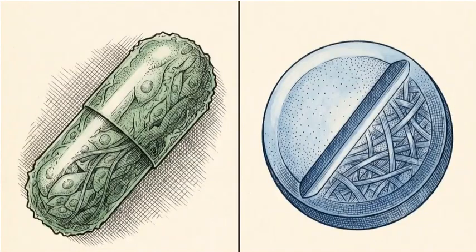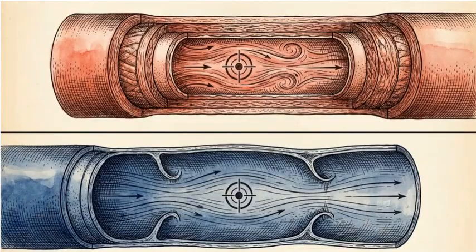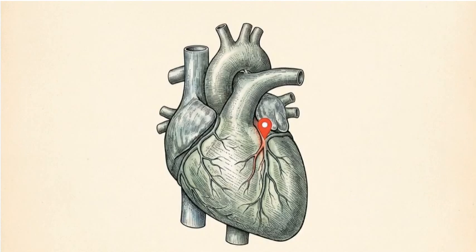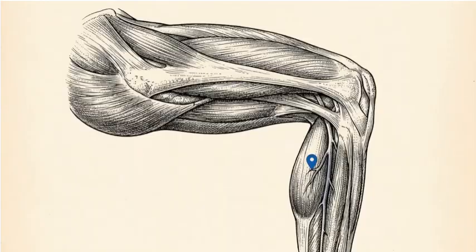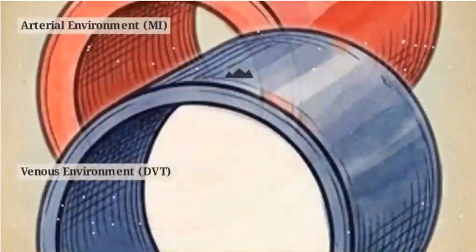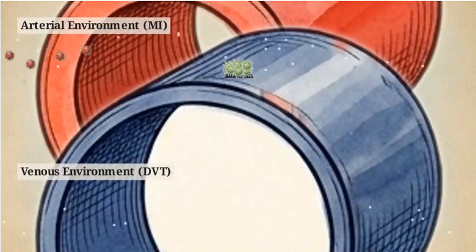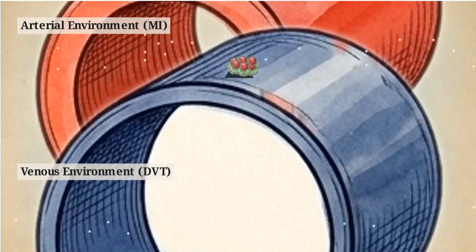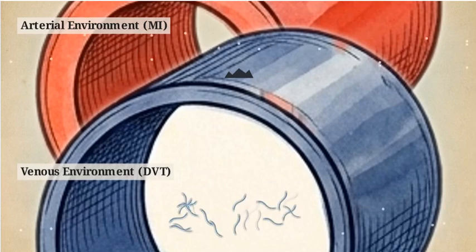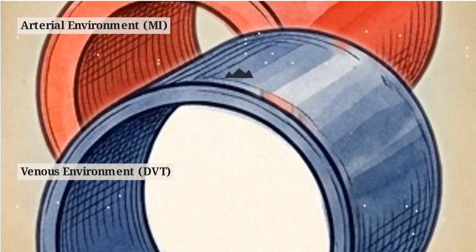Success in treatment requires the molecular mechanism of the drug to map precisely to the anatomical flow dynamics of the clot's location. This distinction is why the treatment for a myocardial infarction is fundamentally different from the treatment for a deep vein thrombosis. A myocardial infarction involves an arterial rupture where platelet aggregation is the primary driver, mandating the use of antiplatelets like aspirin or clopidogrel. A deep vein thrombosis occurs in a venous environment where fibrin production dominates, requiring anticoagulants like apixaban or heparin.